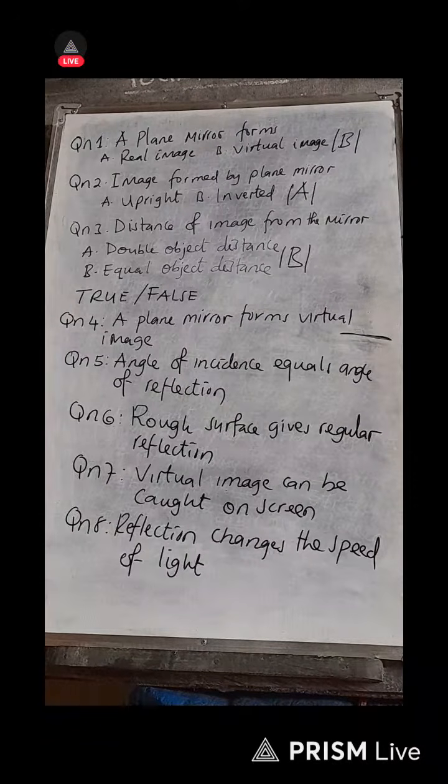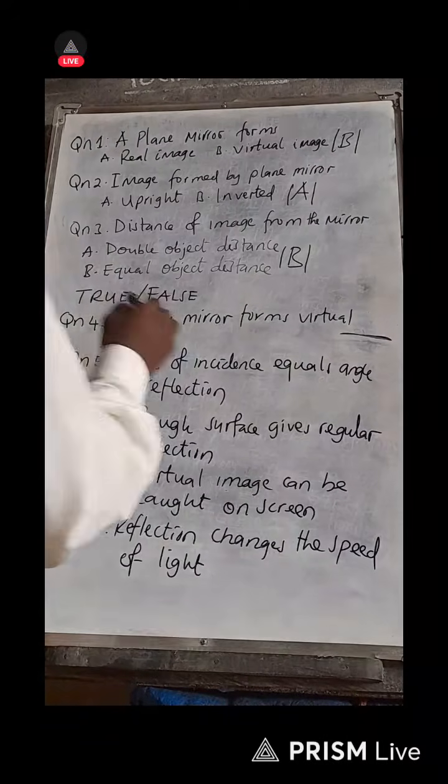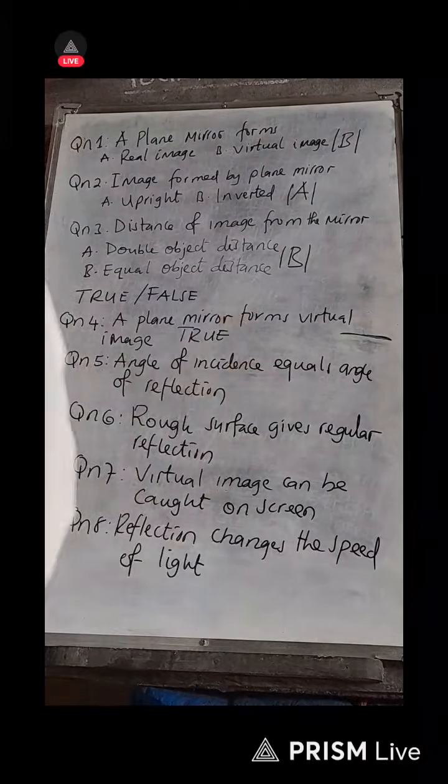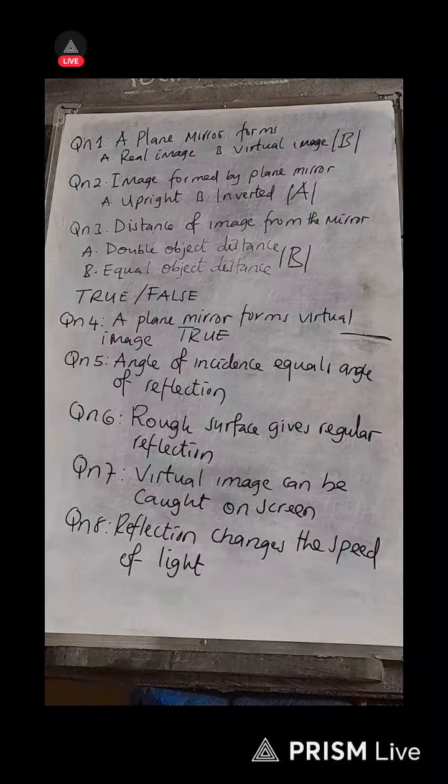Let's keep this momentum. It will be true or false. A plane mirror forms a virtual image. Do you think that is correct? Yes, time is out, and the answer is true. The image formed by a plane mirror is always a virtual image.